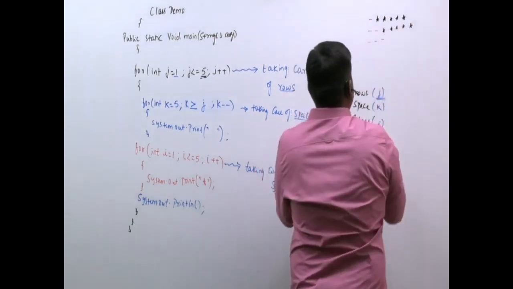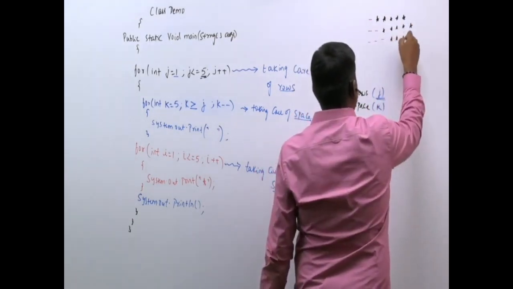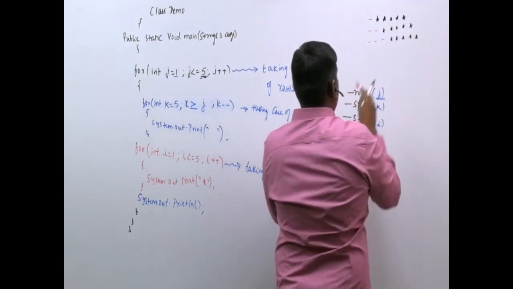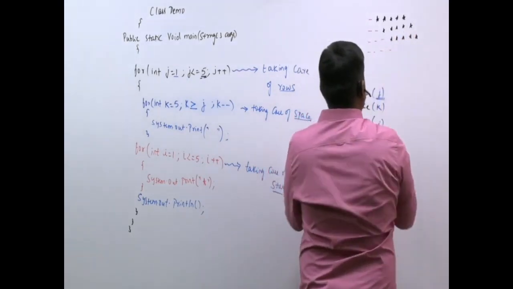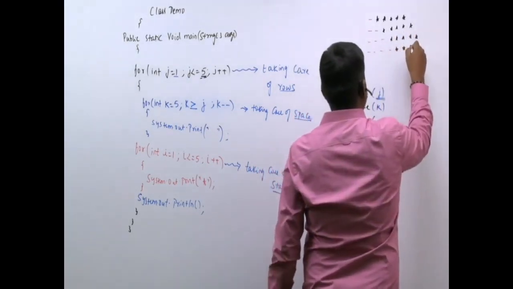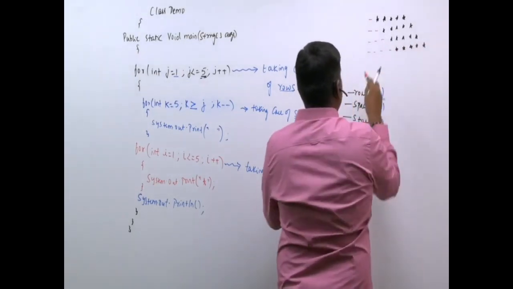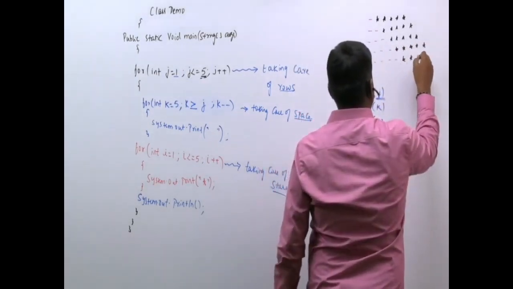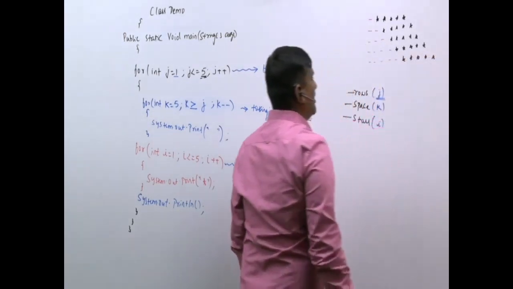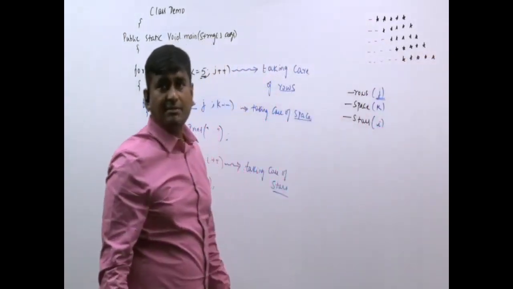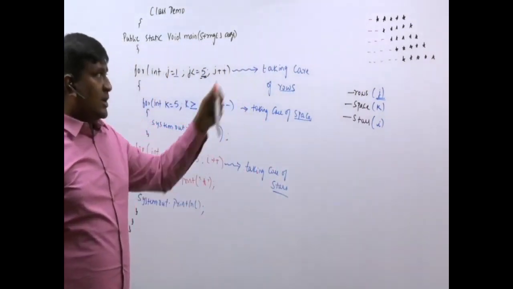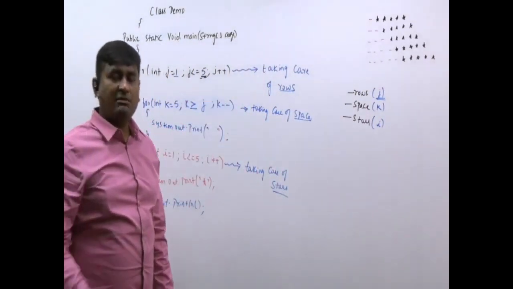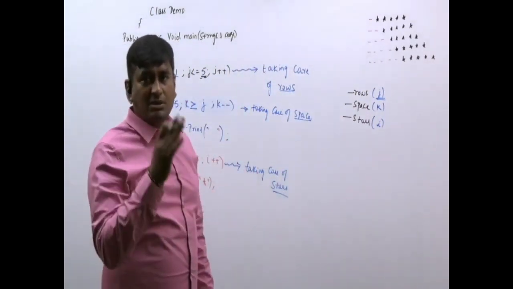3 spaces followed by 5 stars. 4 spaces followed by 5 stars. Next, 5 spaces followed by 5 stars, like this. So the parallelogram is tilted toward what? Left. Again, look at the diagram and tell me how much information they have given. 3 pieces of information: rows, space, star.